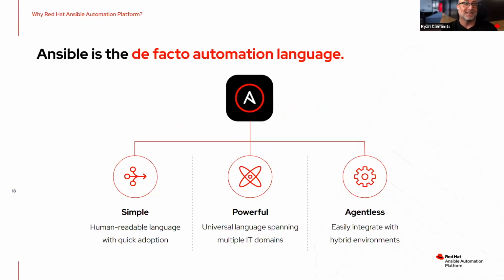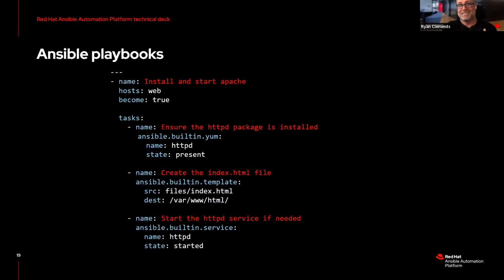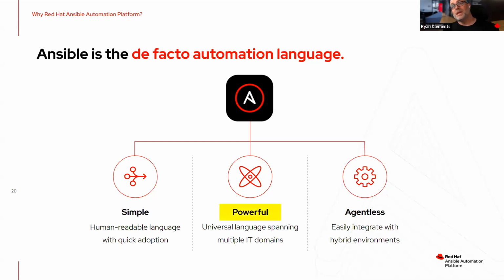Ansible is the de facto automation language, period. It's simple to use. I can sit down and teach almost anyone how to write Ansible code within an hour. Yeah, it's that easy. And the reason Ansible is favored over other products like Chef, Puppet, Terraform, and many of its competitors is because it's so simple. It's powerful.